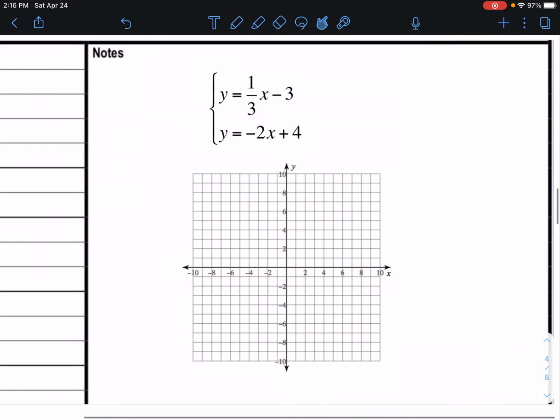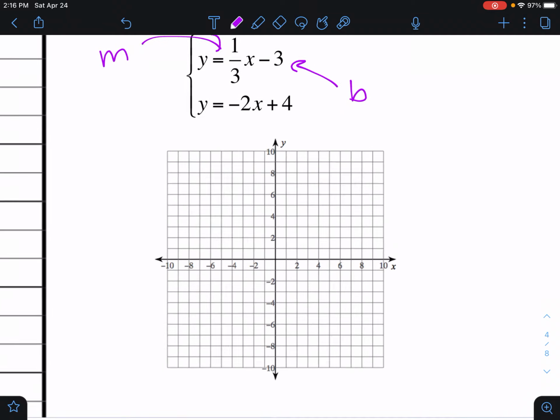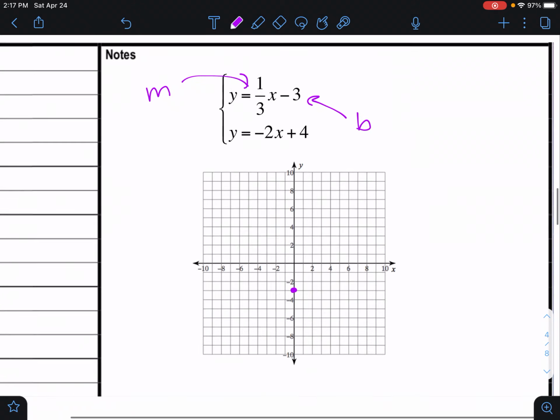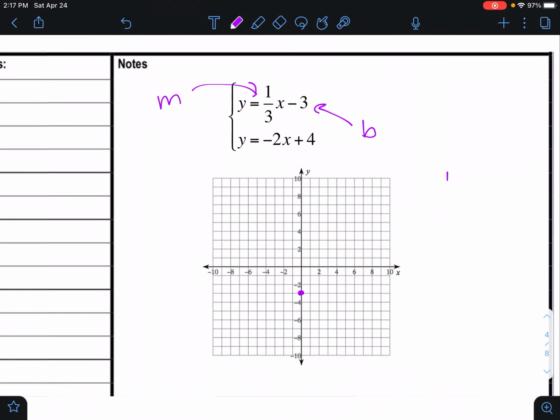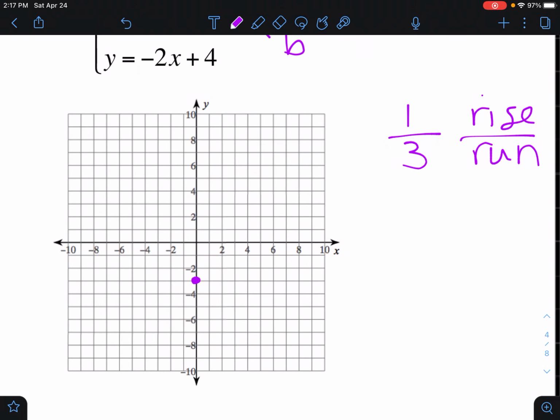So you remember by hand what we did was we would say, all right, this is my y-intercept. That's my b. And this slope is 1/3. Okay, so remember, I'd plot the y-intercept. We did this earlier in the year. You'd plot the y-intercept at -3. And the slope was 1/3. Remember, this is your rise over your run. So you would go up 1 and 3 units to the right from this dot right here.